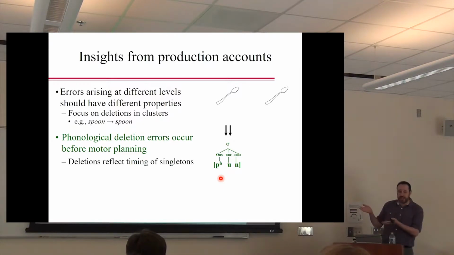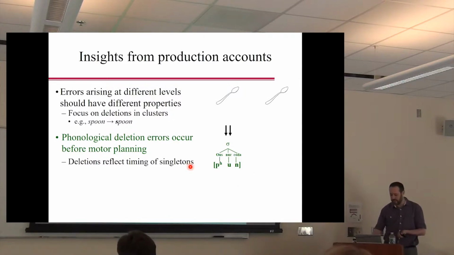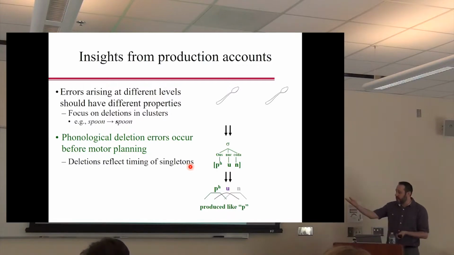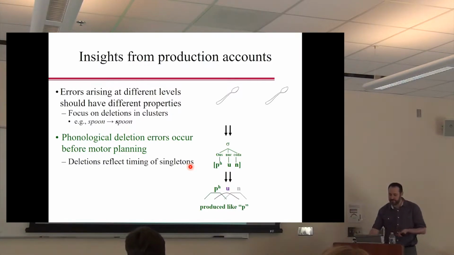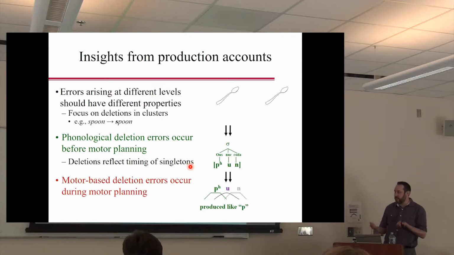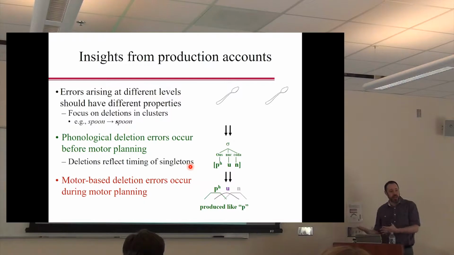If that error occurs in the phonological processing, we would expect the motor plan to be based on this representation, and so the output should have the timing of a singleton sound, because that's what it's based on. In a case like this, it would be produced like P in American English. Another possibility, though, is that the phonological processing system doesn't make an error, and the error occurs in the motor planning system when it comes to these deletion errors.